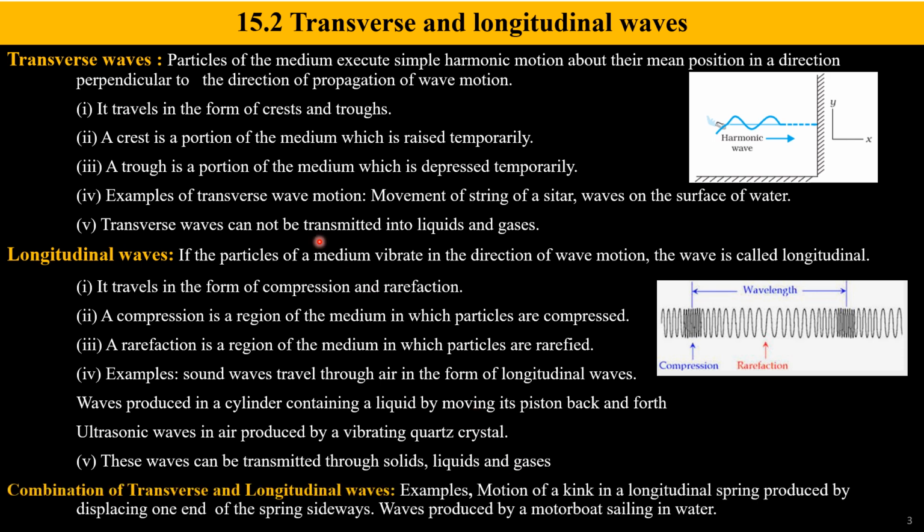In addition to the two types of waves, we have a combination of transverse and longitudinal waves, like the motion of a kink in a longitudinal spring produced by displacing one end of the spring sideways. Waves produced by a motorboat sailing in water are examples of a combination of transverse and longitudinal waves.